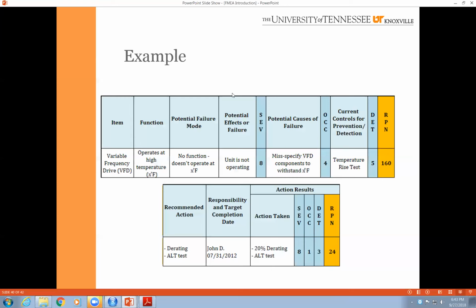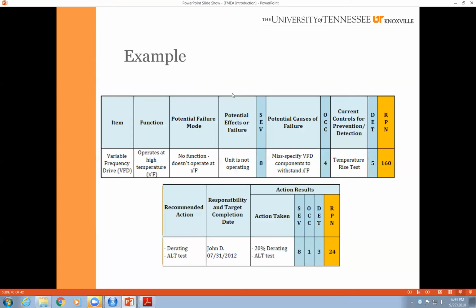It is big, right? My cause of failure is I chose the wrong material for the temperature, okay? So occurrence is significantly high, 4 is big. Then what did I do about it? I did some kind of temperature testing, but my detection is not that great, right? So I look at my RPN, my risk priority number, and it is 160. I look at that line against all the other lines in the FMEA, and let's say this comes out on top, so it's a high priority.